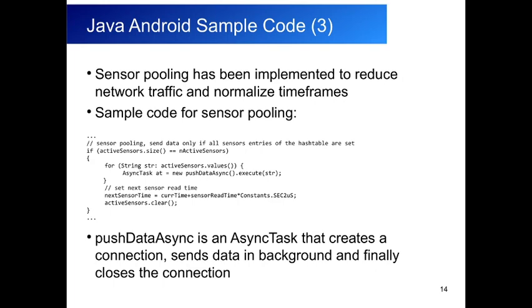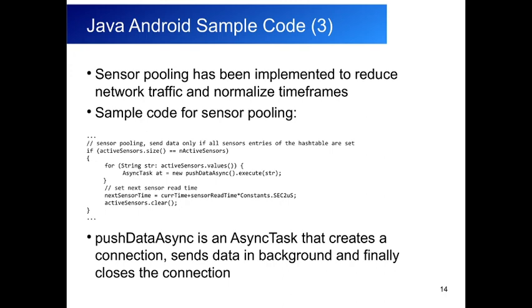So sensor pooling, as I said, is useful, and in this case you see that the code for sensor pooling works as follows: whenever the number of active sensors that have collected data is equal to the number of sensors installed and configured on the system, we can create a new async task that sends data to our server, and then you have a new setup for the next sensor time, when we want to collect the data for the next reading, and we clear the number of active sensors.